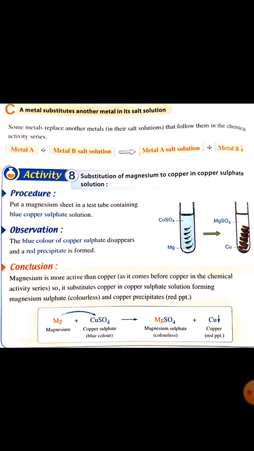C: a metal replaces another metal in its salt solution to give a metal salt solution and a metal, just a metal, as a precipitate that doesn't dissolve in water. Like magnesium can replace copper in copper sulfate to give magnesium sulfate and copper as a red precipitate. But pay attention, copper cannot replace magnesium in magnesium sulfate because it follows it in the chemical activity series.